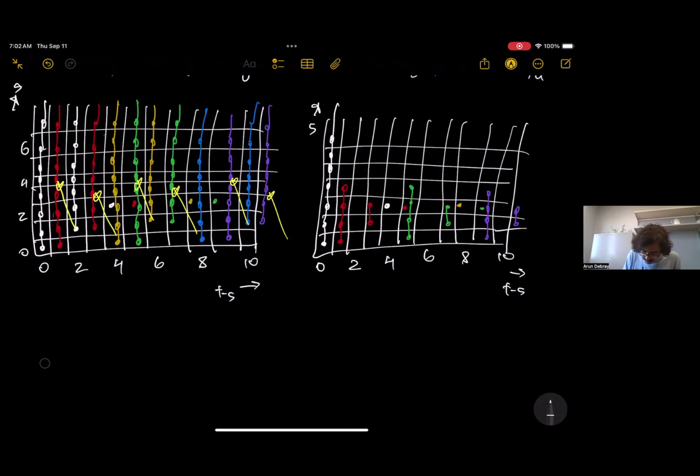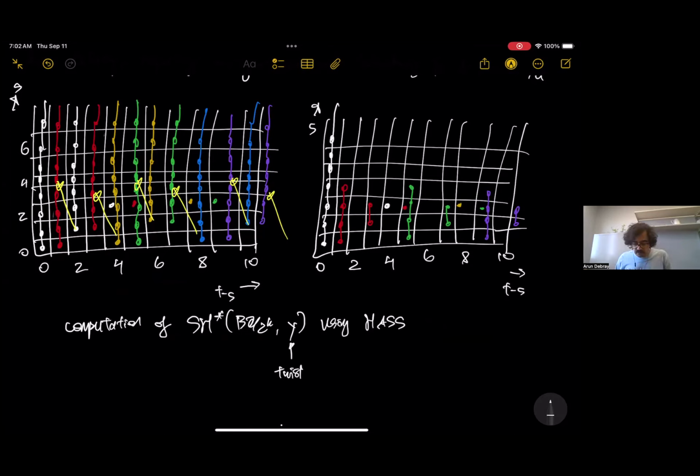This is the computation of the supercohomology of BZ2 to the K, and then there's a twist, using the Adams spectral sequence. So here, K is 3. This is E2 equals E3 equals all the way up to EK, and this is EK plus 1 all the way to E infinity.